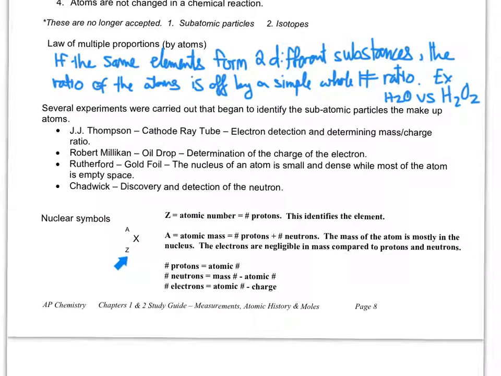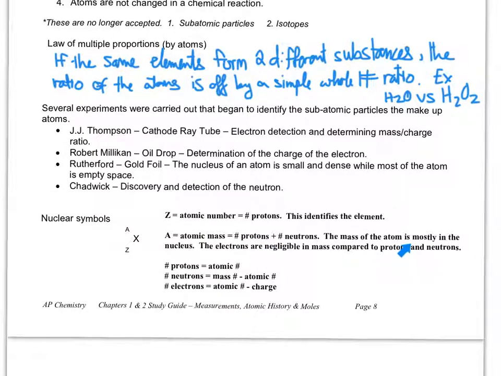The atomic number, Z for short, tells you the number of protons, and that identifies the element. So if you have an atomic number of 6, that means you have 6 protons, and as long as it has 6 protons, it's always going to be carbon, no matter how many electrons or neutrons it has. So the atomic number Z is protons, which tells you what element it is. The mass number, A, also called atomic mass, which goes up here, gives you the number of protons plus the number of neutrons.